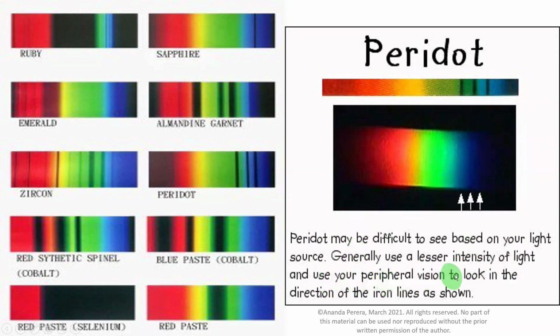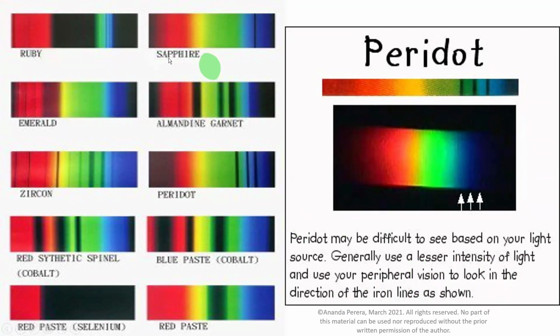And use your peripheral vision to look in the direction of the iron lines as shown. Peripheral vision, I mentioned in lesson number 47 or 57. I forgot the number. In a future lesson, I will explain it very well. You can follow up on that also later.